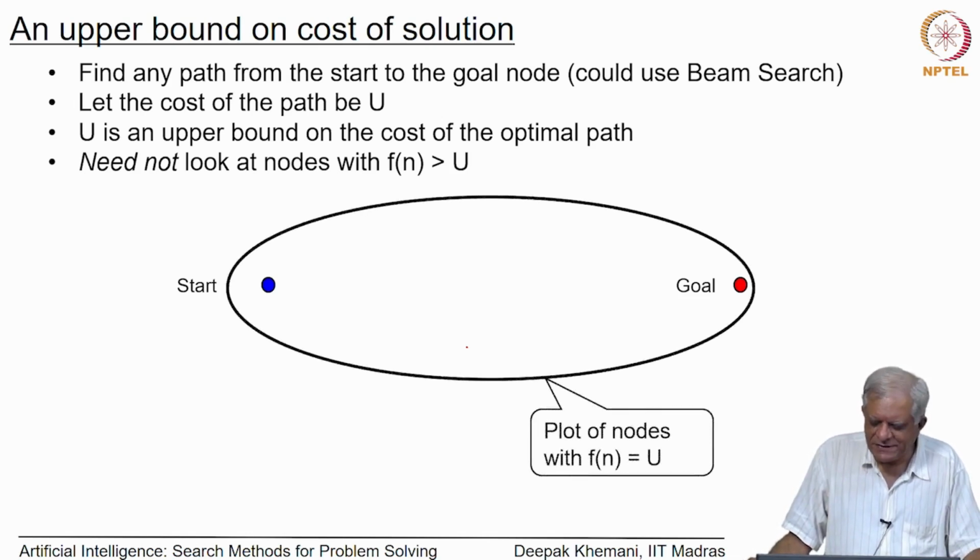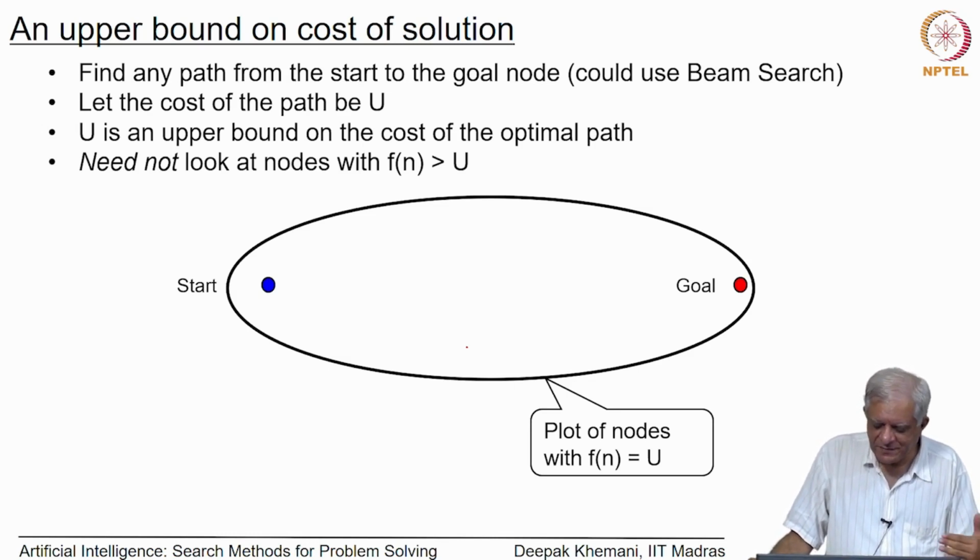Now, the shape of this I have drawn as an oval, and that is simply to illustrate the idea, but it will really depend upon the quality of your heuristic function. If the heuristic function is very good, this would be a long elongated oval. If the heuristic function is poor, then it will be more like a circle essentially. We will see that shortly.